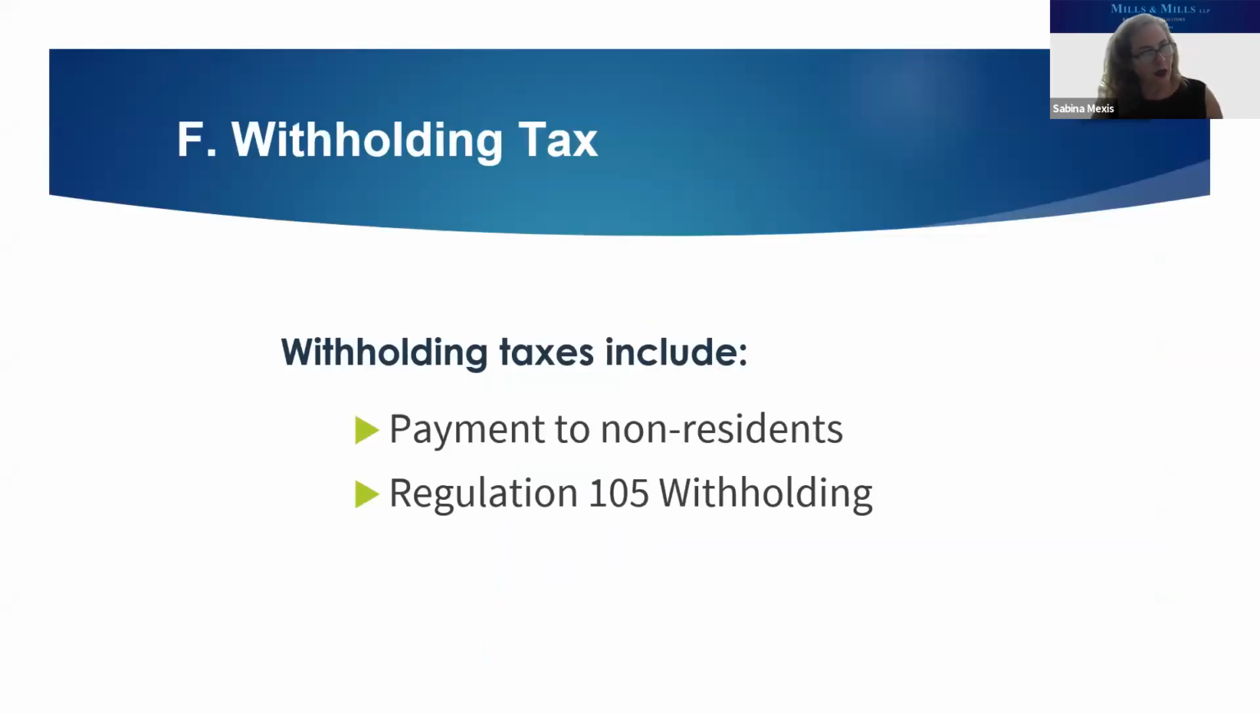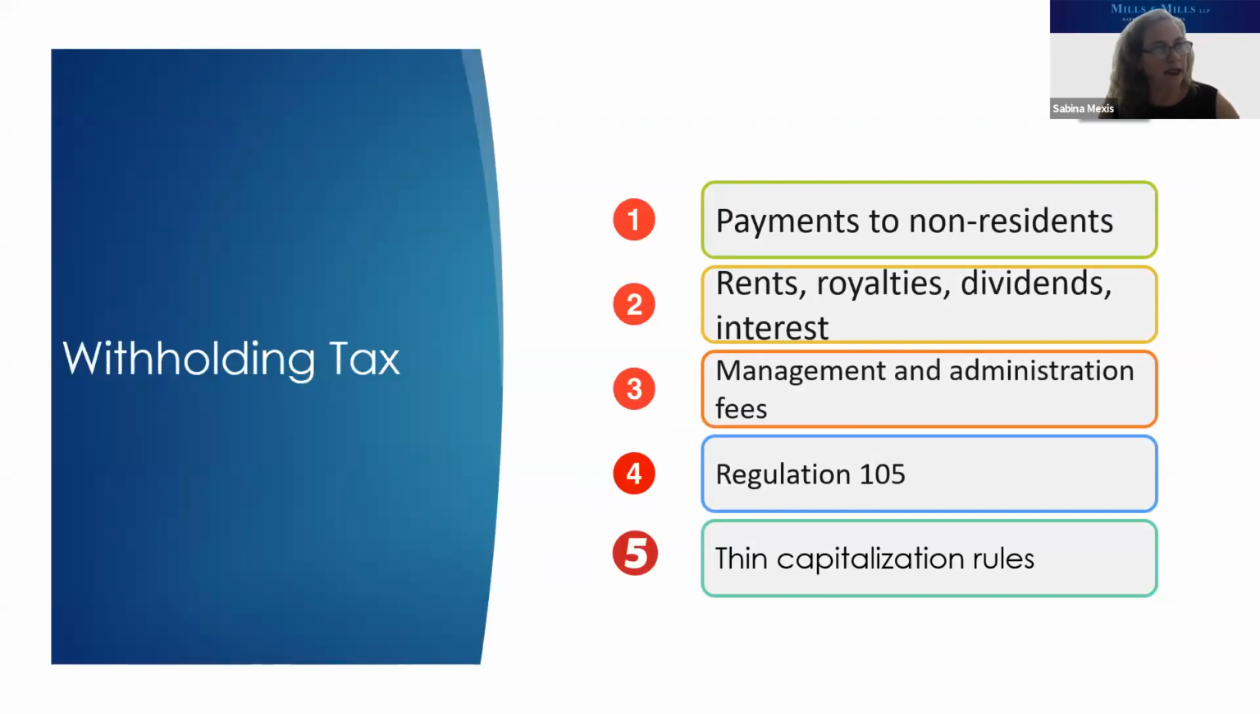Okay, I'm going to talk relatively quickly about withholding tax. I've already talked about the 25% withholding, so I will not repeat that. We've already covered payments to non-residents, rents, royalties, dividends, and interest, and we've talked about thin cap. So I'm just going to focus on Regulation 105. Regulation 105 applies to branches.